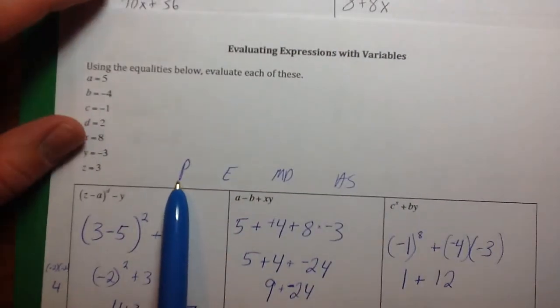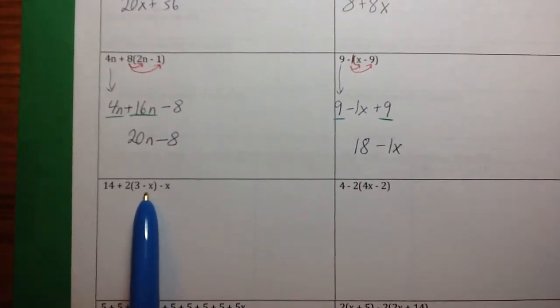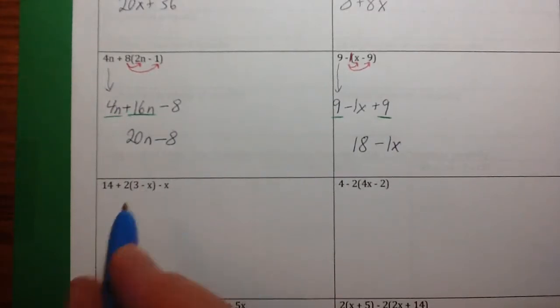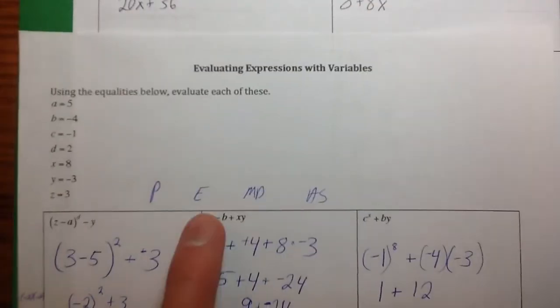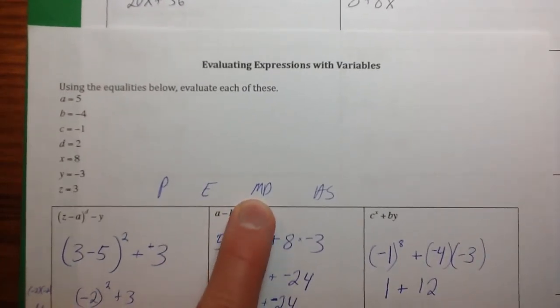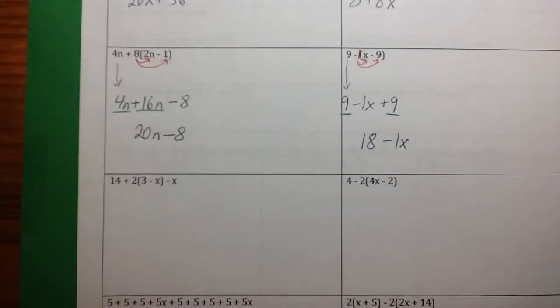I do parentheses first. I simplify parentheses. I can't simplify these parentheses. These are unlike terms, so there's nothing I can do in here to simplify. And then I deal with exponents. Well, there are no exponents. And now I deal with multiplication and division. Don't add and subtract yet. So we're still on the multiplication and division.